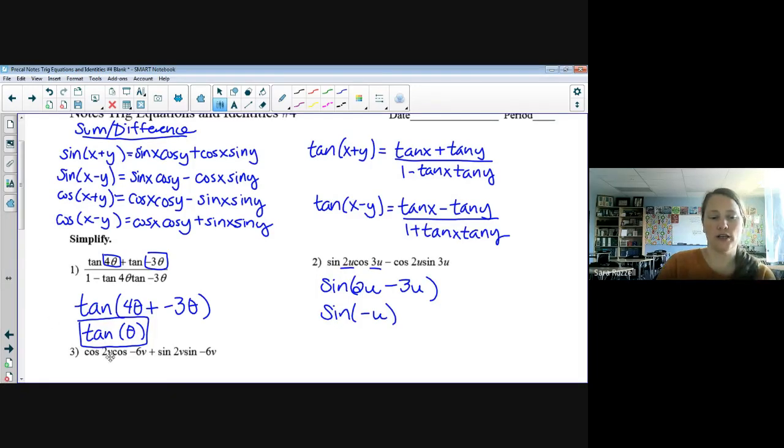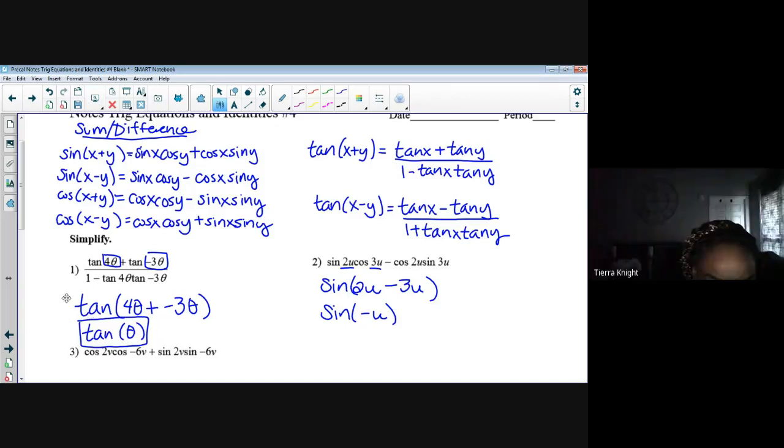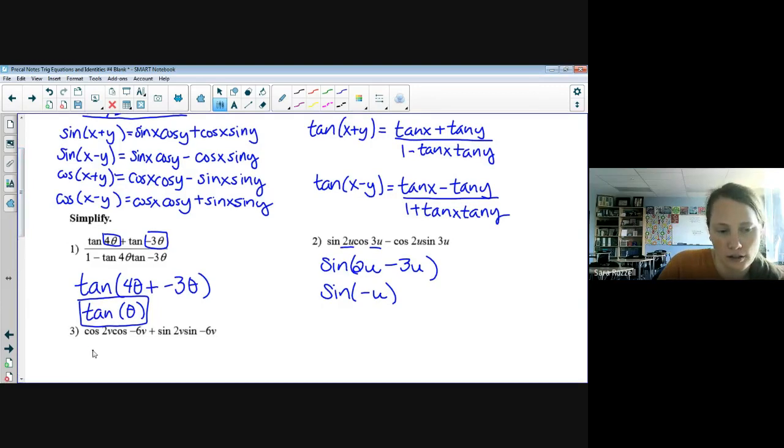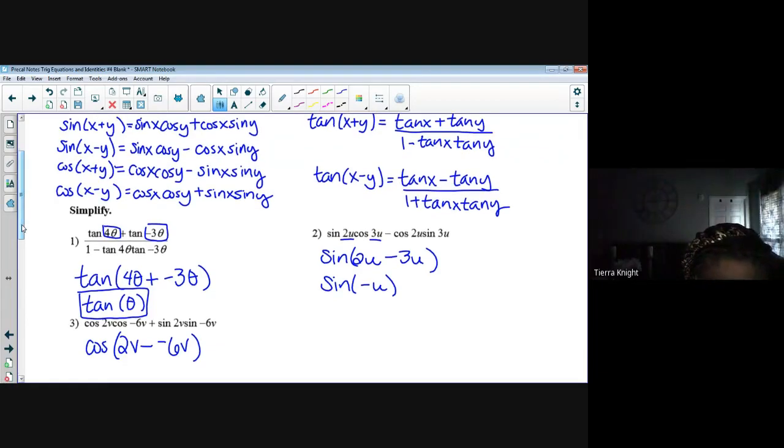Okay, let's try the last one here on this simplifying kind. I've got cosine, cosine plus sine, sine. Is that sine or cosine? Cosine. That's cosine. And it was plus here, which makes it the minus formula. So this is the cosine minus formula. So cosine 2v minus negative 6v. 8v. Yep.